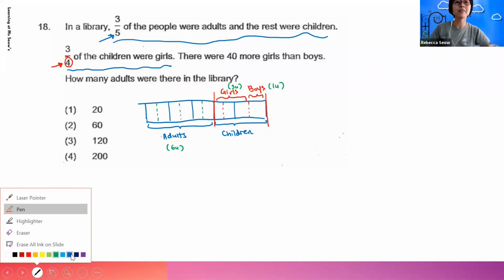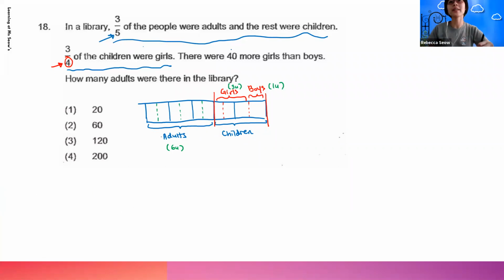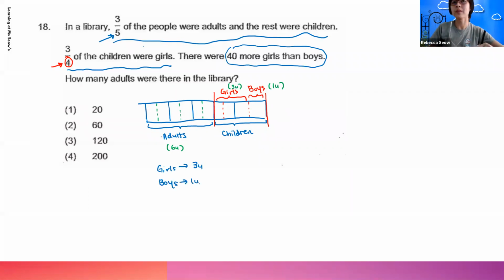Okay, and now that we have all the units in place, let's take a look at where we can place 40. There are 40 more girls than boys. So girls, we have 3 units. For boys, we have 1 unit. So if there are 40 more girls than boys, we are looking at the difference between girls and boys, and that makes 40. The difference will be 3 units, take away 1 unit, which will be 2 units, and this is 40. And now that we know 2 units is 40, we could find 1 unit. 40 divided by 2, 20.